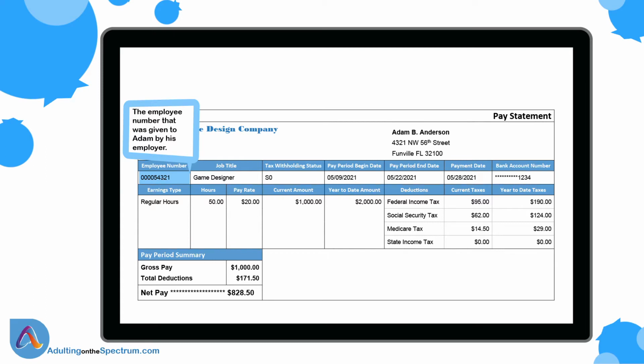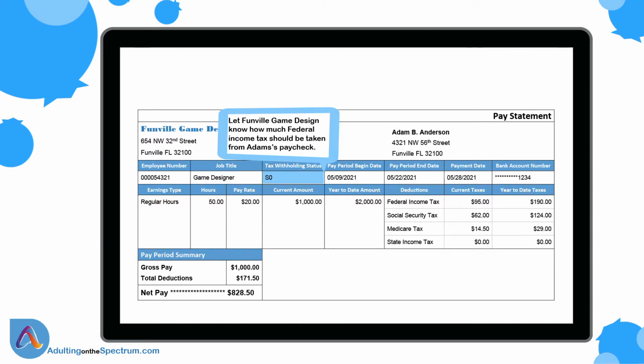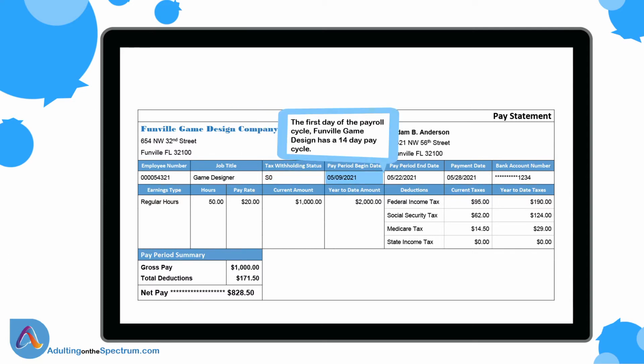Employee number is the number that was assigned to Adam by his employer. Job title is Adam's position at Funville Game Design. Tax withholding status lets Funville Game Design know how much federal income tax should be taken from Adam's paycheck.